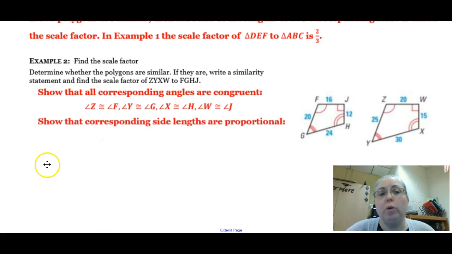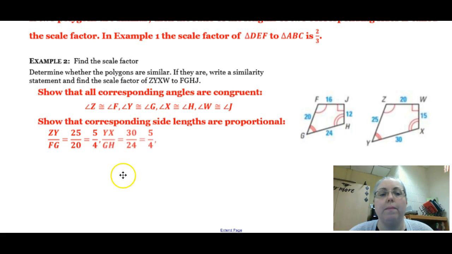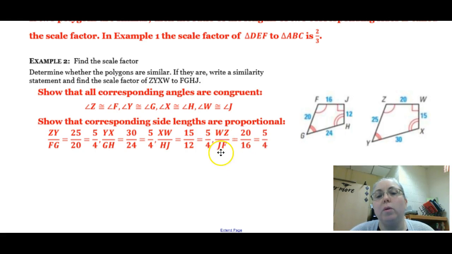Next, you need to show that corresponding side lengths are proportional. So we're going to take each one of these measurements, set it up in a ratio, simplify the fraction, and confirm that they're the same. So when I take ZY to FG, it becomes a ratio of 5/4. YX to GH, also 5/4. XW to HJ simplifies to 5/4. And last, WZ to JF also simplifies to 5/4.